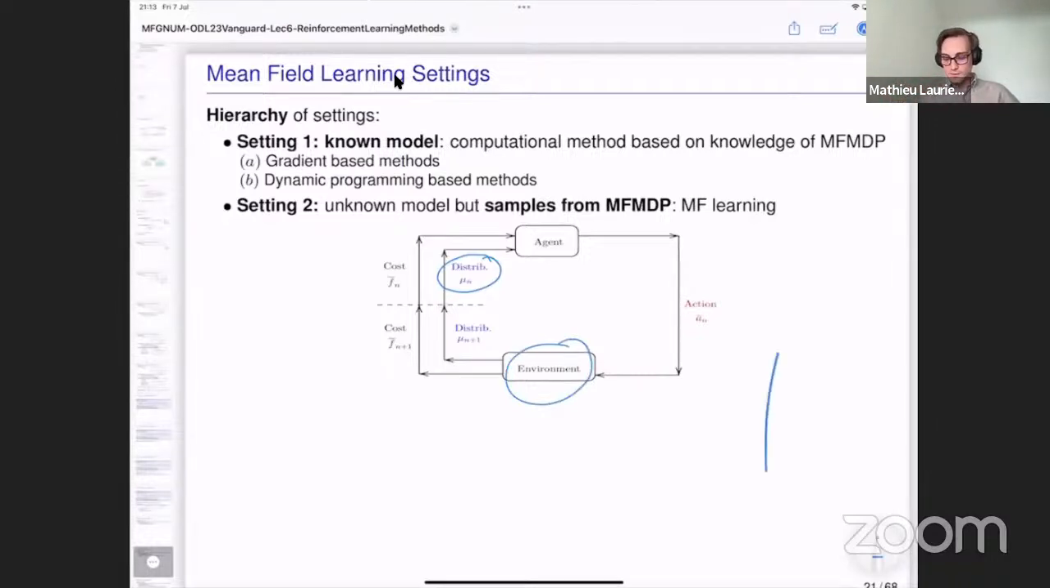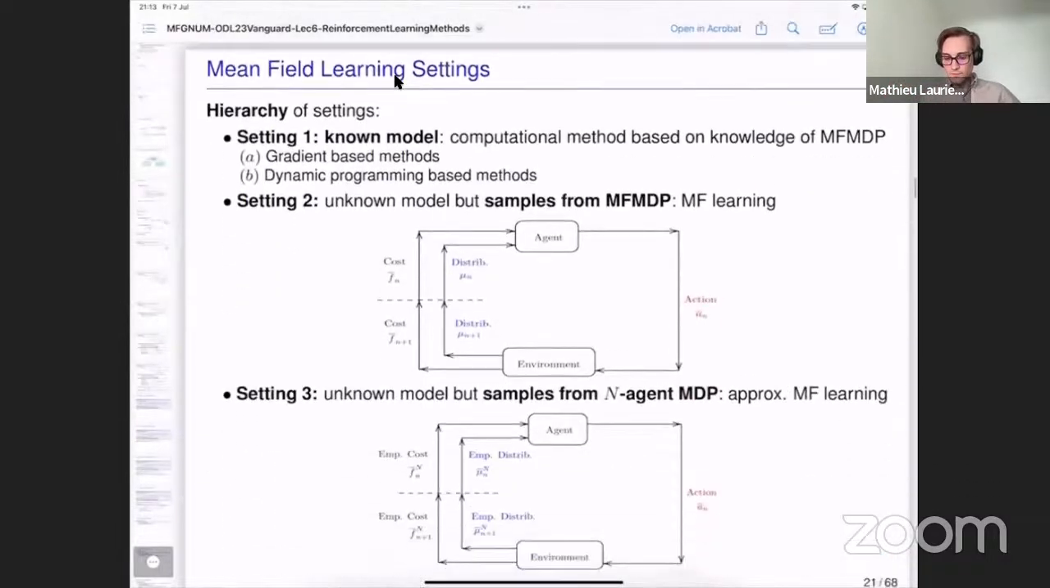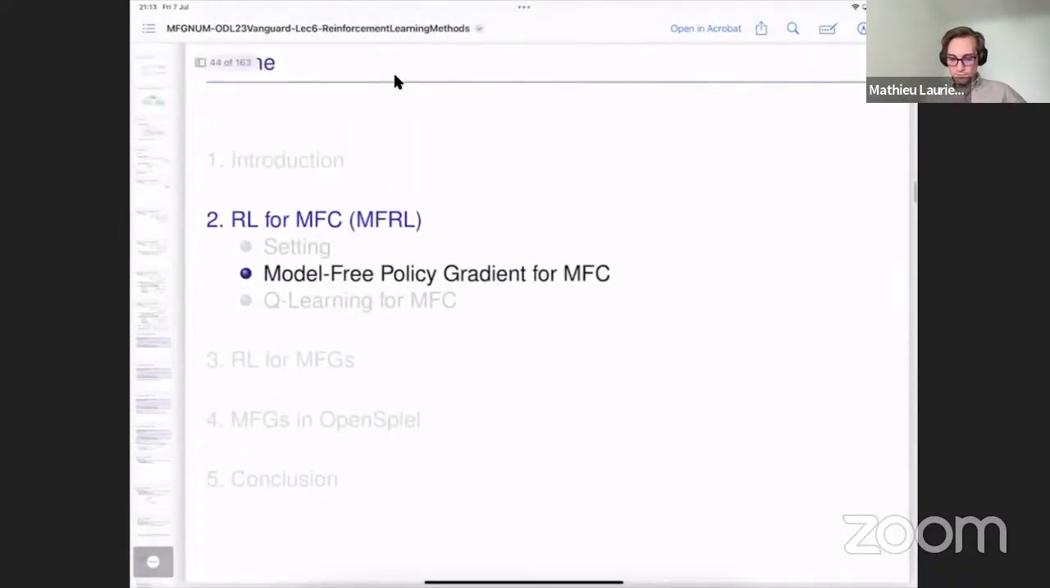And then the next step is to say, well, in practice, we probably never observe the mean field distribution. What we observe is most likely a finite population. So there is an extra layer of approximation. But if you see it in this way, I think it becomes easier to analyze a lot of these algorithms, starting from understanding the exact updates, then doing a model-free version with true mean field, and then the n-agent version.